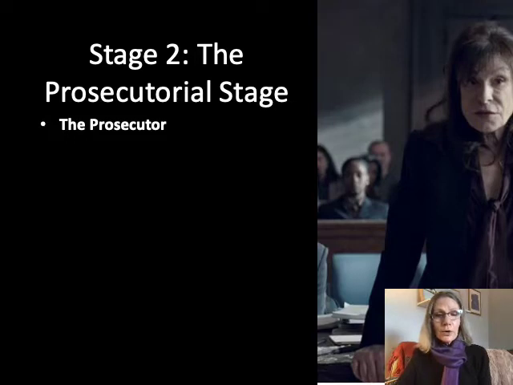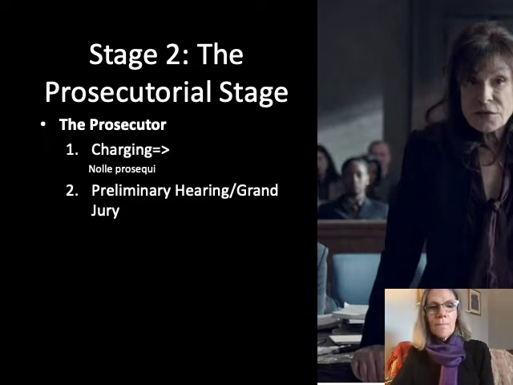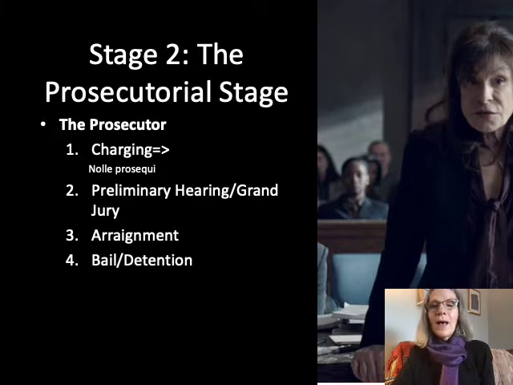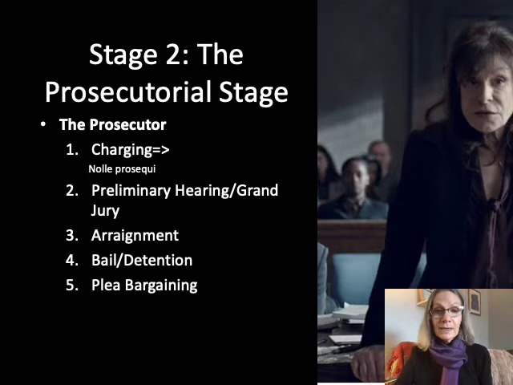The prosecutor is responsible for determining many different things in this stage. So let's take a look at the different steps within the prosecutorial stage. Charging is the first step. Preliminary hearing, grand jury is the second. Arraignment is third. Bail and detention is the fourth, and the fifth is plea bargaining. So let's talk about each of these steps.